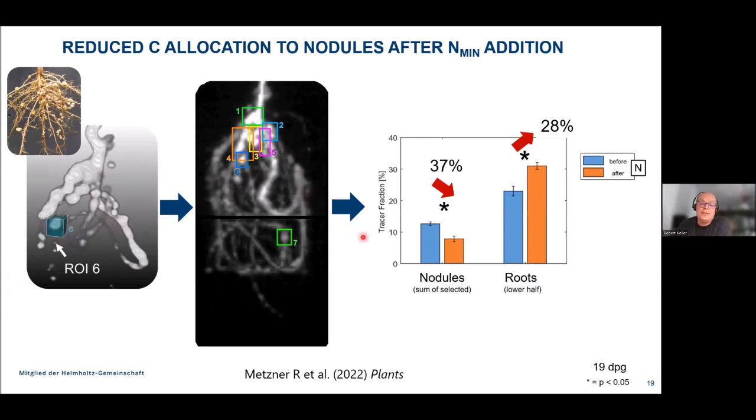And what you can see here is the tracer fraction before and after the addition of the nitrogen resource. You can clearly see that the fraction of carbon allocated to the nodules was reduced after the addition, but it was increased to the root system. So the plant was at least partly able to reallocate the carbon according to its needs on a short time interval. So really, this nitrogen addition affected the reallocation of carbon on a short time scale.